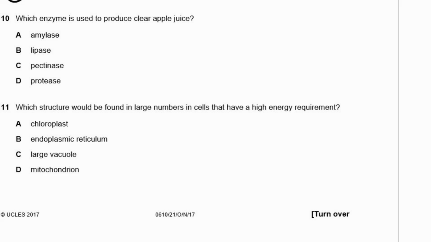Question 10. Which enzyme is used to produce clear apple juice? All right, so amylase. Nope, amylase breaks down starch. Lipase breaks down lipids or fats, oils, same thing really. Pectinase breaks down pectin, and pectin is what makes apple juice lumpy. So if it breaks down the lumpy bits of the apple juice, then it becomes clear. And protease, nope, that breaks down proteins.